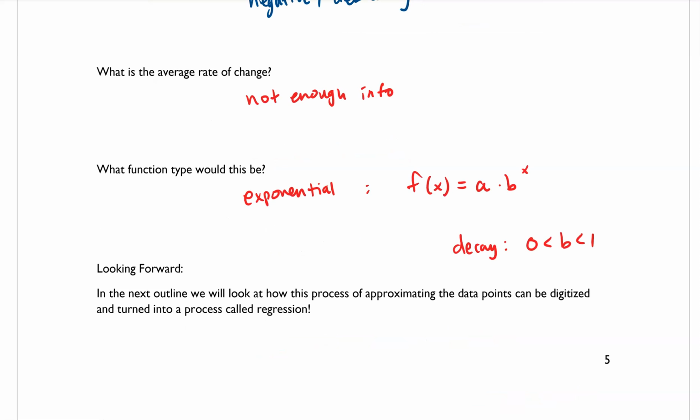So in the next outline, we will look at how this process of approximating the data points can be digitized and turned into a process called regression.